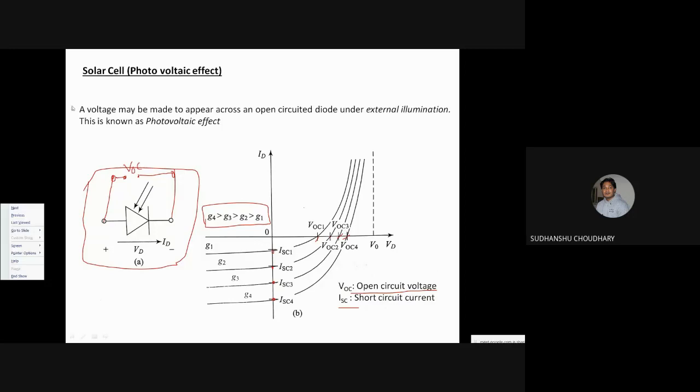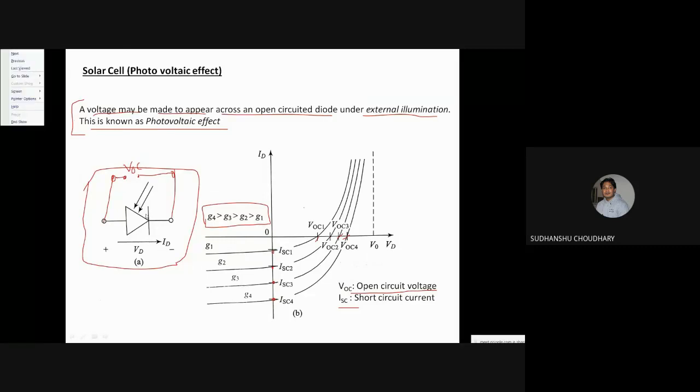So the principle of the solar cell is that a voltage may be made to appear across an open circuited diode under external illumination. This is known as the photovoltaic effect. That is the principle behind the solar cell.